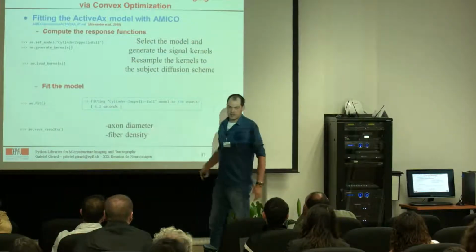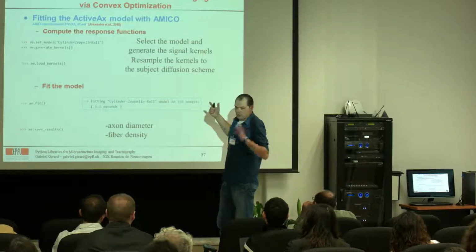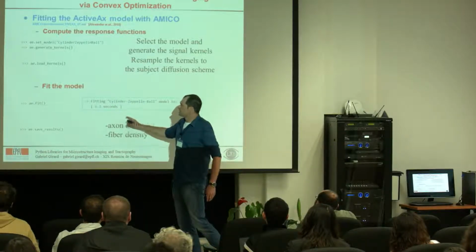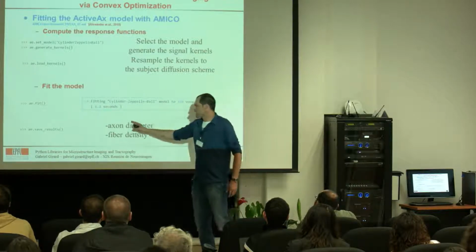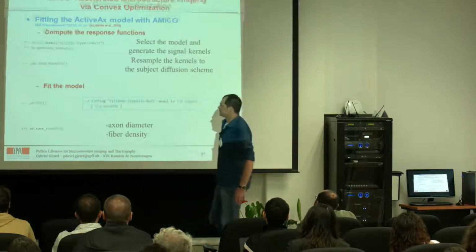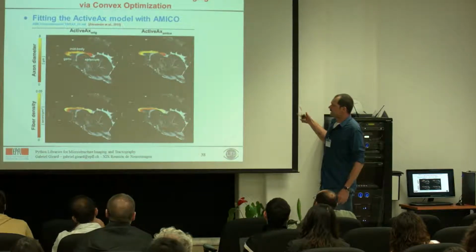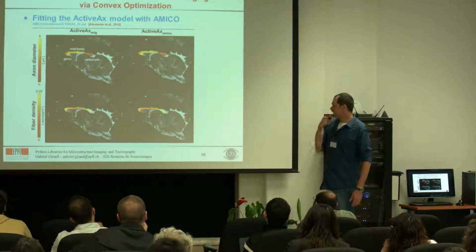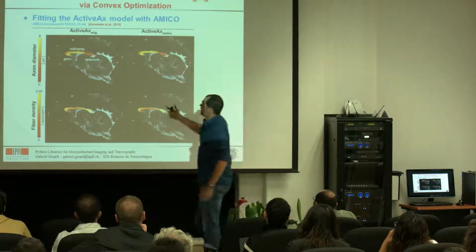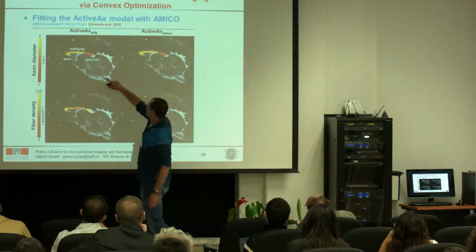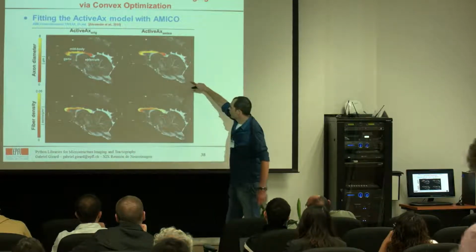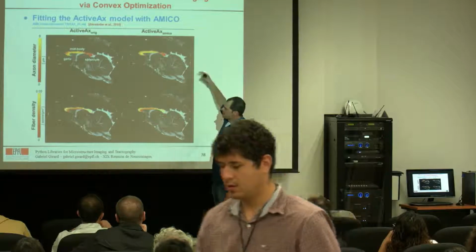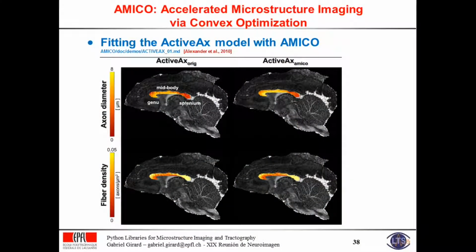Each model has a set of images that are the result of the fitting. And with this Cylinder Zeppelin Ball model, you have the axon diameter and the fiber density. Here the data was ex vivo monkey, the one I showed yesterday. And this is the original ActiveAx model, and this is the one fitted with Amico. You can look at the fiber density and the axon diameter index that you estimate. Here it was only a single fiber population, so the diameter is an estimate of the diameter in this direction.